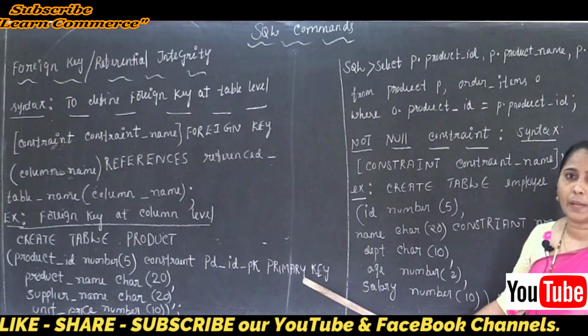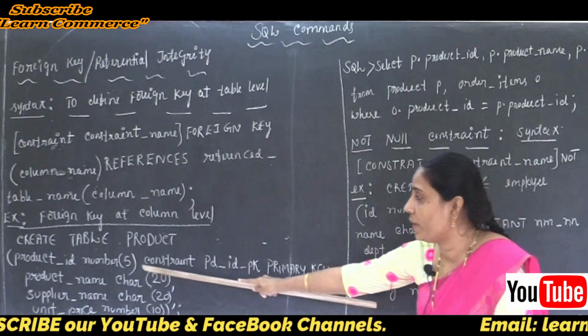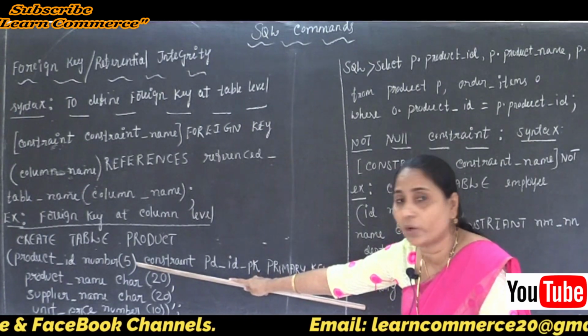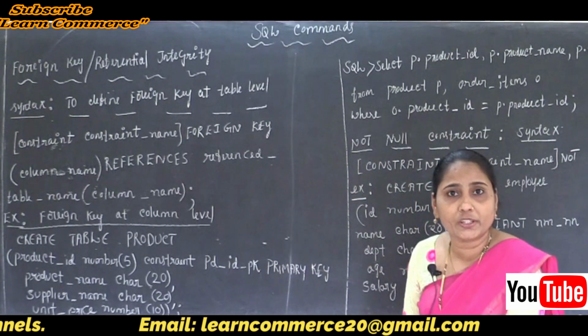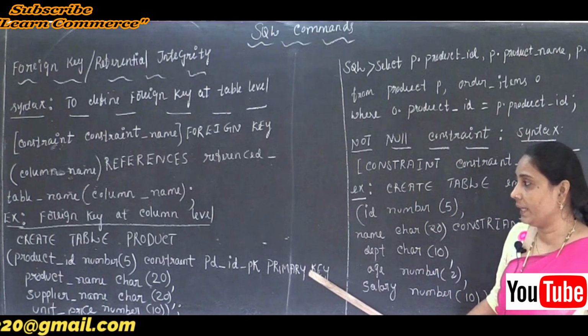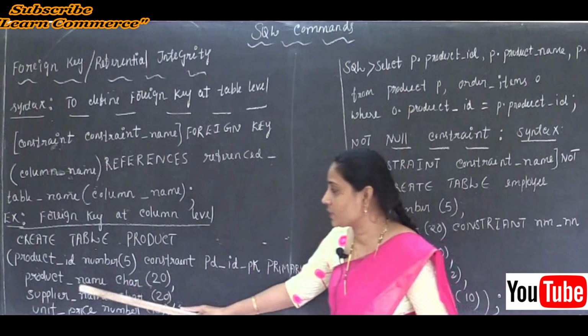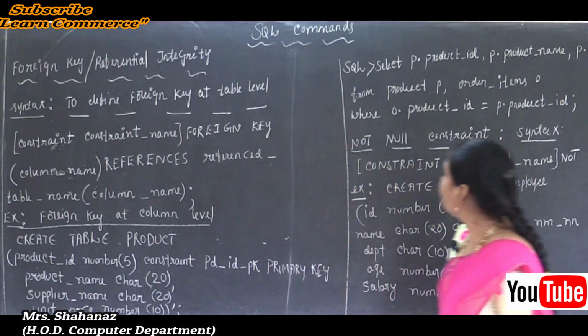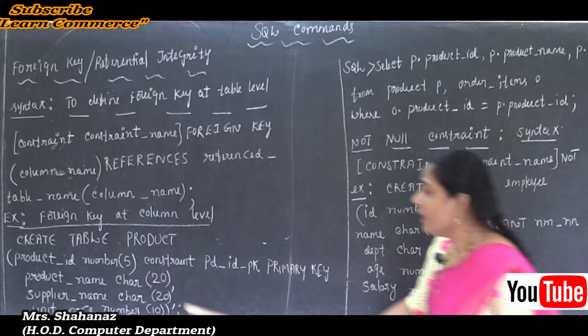So what about the primary key? That means whatever value we are using in product_id, such value is not going to repeat. So this is the meaning of our primary key. Clear this point here?